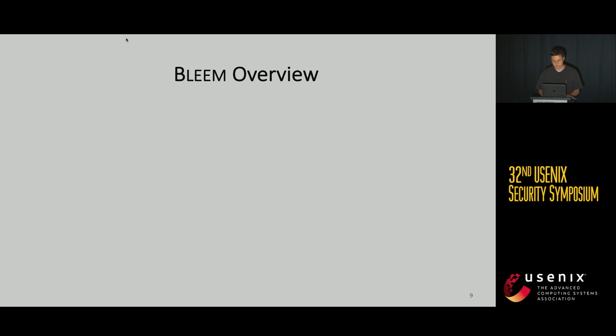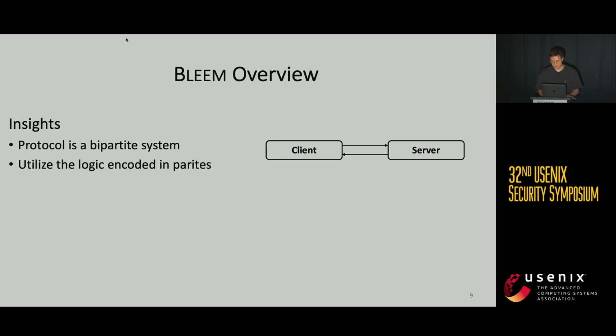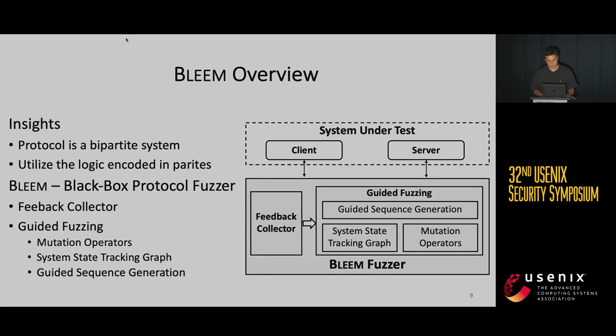To address the challenges above, we developed a black box protocol fuzzer named Bleem. The insight is that the protocol is a bipartite system. This means rather than implementing a client logic from scratch, like existing methods, we can utilize the protocol logic already embedded in existing protocol parties. This is the overview of Bleem. It has two main components, the feedback collector and the guided fuzzing module. Next, we dive into the details of the design.